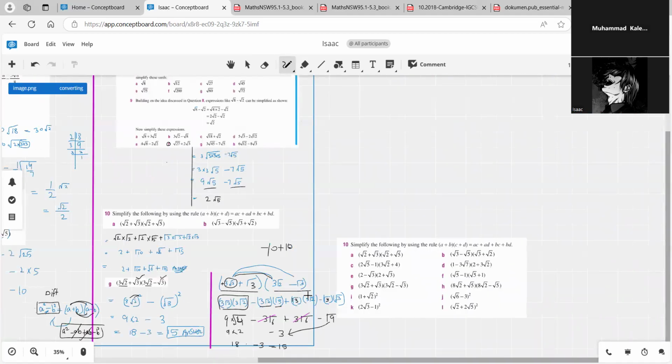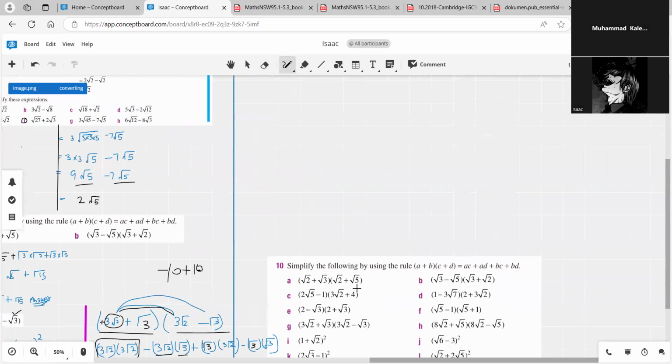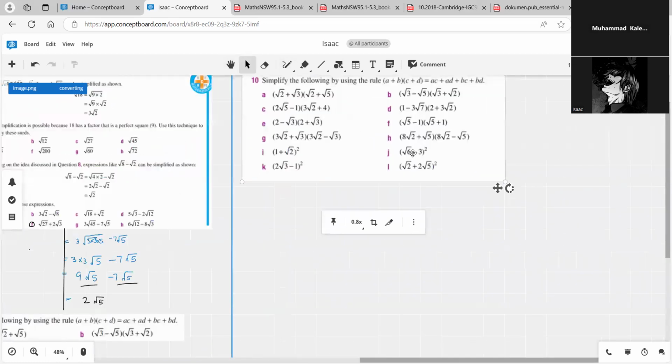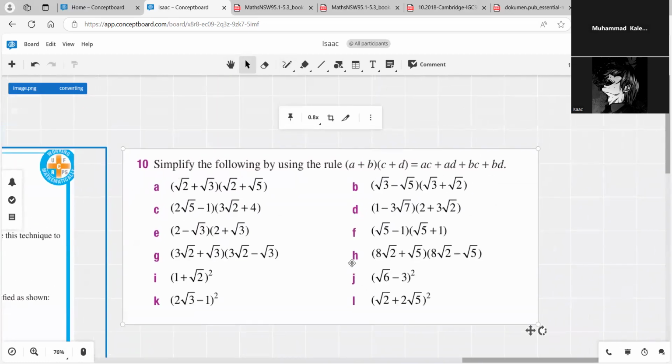So try to implement the first method that I explained in each part. Just wait a minute. Let me arrange this one. Here it is. The question number 10, and it's H part.